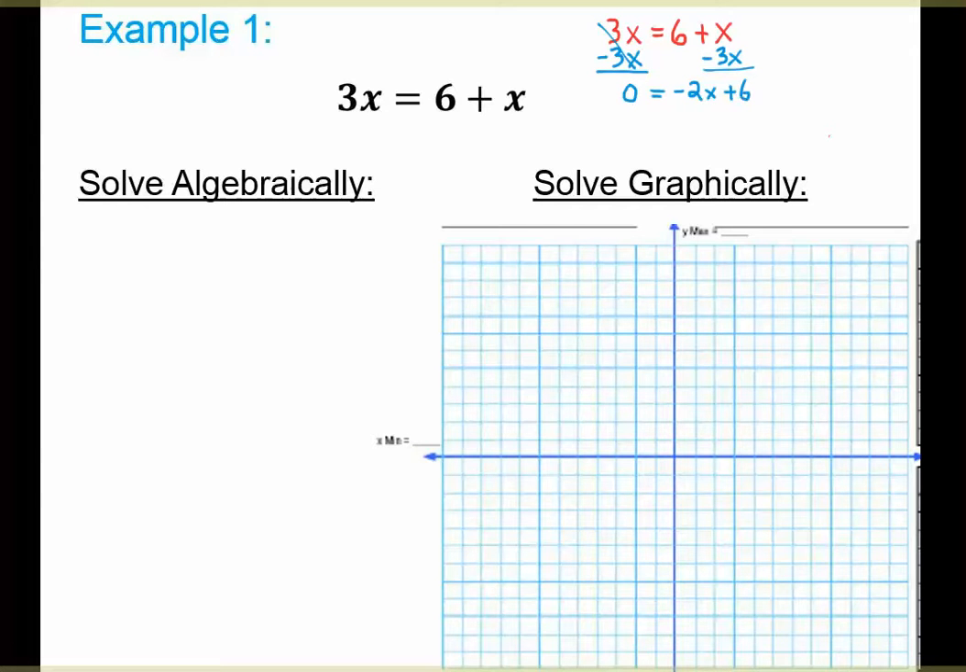And then remember, we're going to take that 0 and change it to y. So y equals negative 2x plus 6 is what we are going to be graphing.